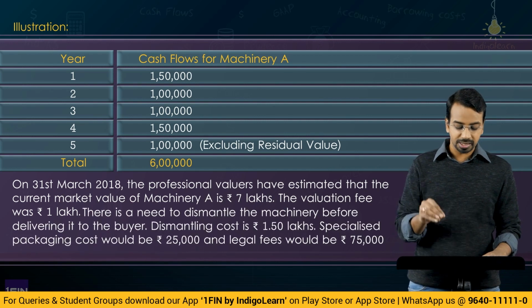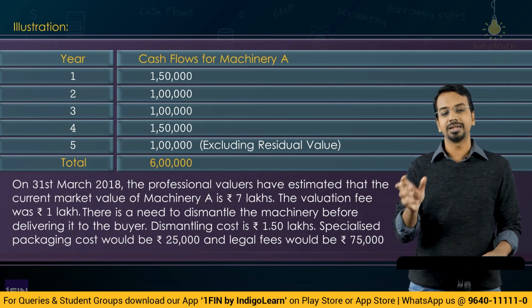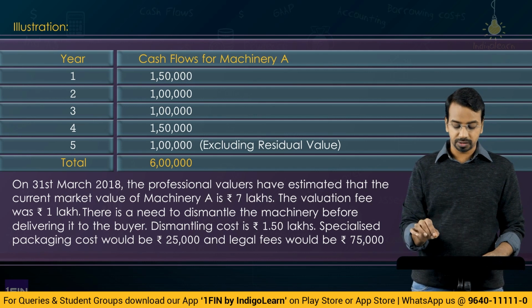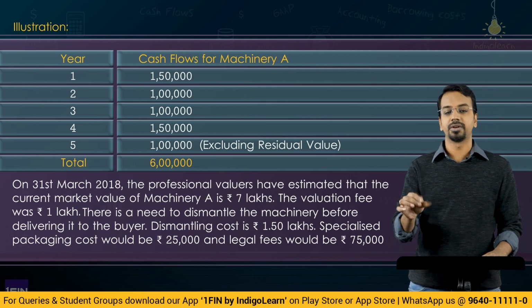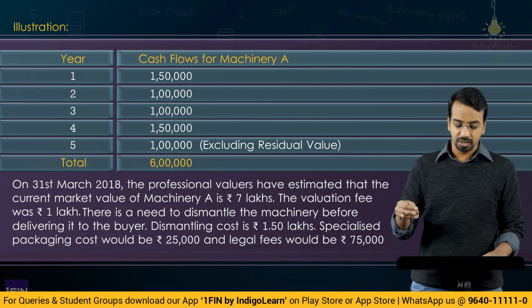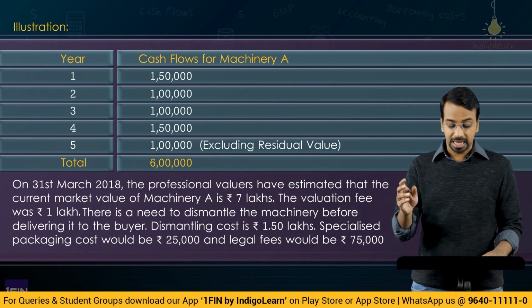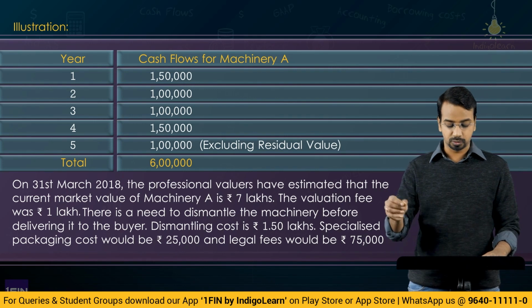There is a need to dismantle the machine before delivering it to the buyer. That dismantling cost is 1.5 lakh. Specialized packaging cost of 25,000 and legal fees would be 75,000. So, to sell this machine, you have to dismantle it at 1.5 lakh. Specialized packing cost of 25,000 and another legal fees of 75,000 would be incurred.